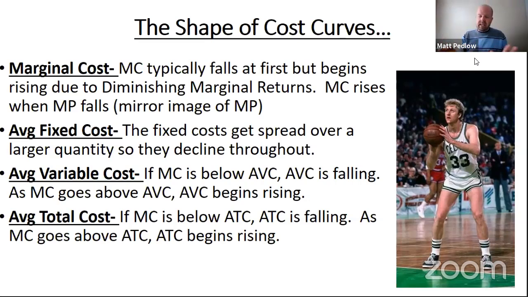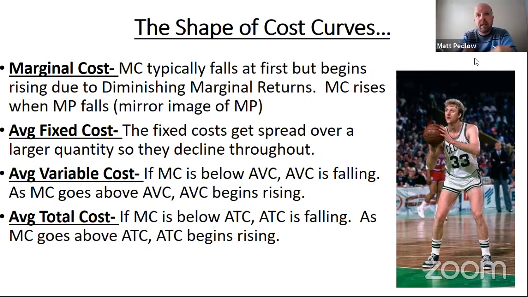This question gets asked all the time: if marginal cost is below your average variable cost or your average total cost, then your average, let's just stick with the average variable right now. If marginal cost is below average variable cost, average variable cost must be falling. As soon as marginal cost goes above it, it drives it up.